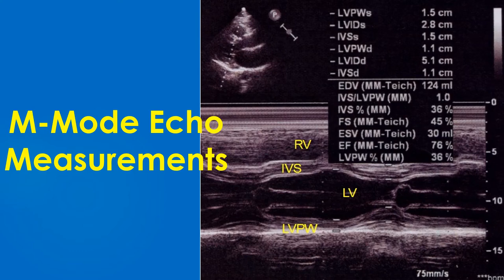EF, ejection fraction, the most important and popular measure of left ventricular systolic function. It is the ratio of stroke volume to end diastolic volume expressed as a percentage. LVPW percent, systolic thickening of the left ventricular posterior wall, can be reduced in scarring due to myocardial infarction.